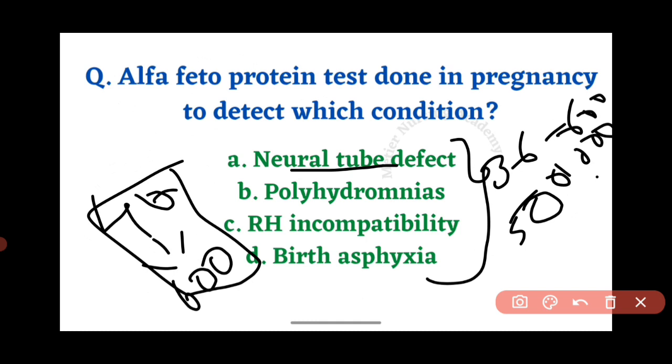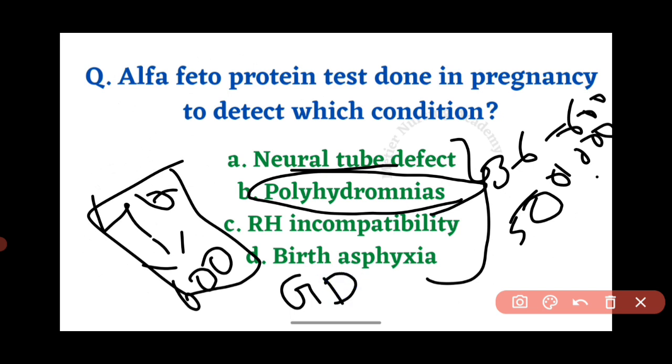But excess amount, that is more than 1000, some books say more than 1500, some books say more than 2000. Whatever it is, if you are seeing more than 1000 ml, that is called polyhydramnios. In which condition will we be seeing this polyhydramnios? For a mother who is having gestational diabetes mellitus. In gestational diabetes mellitus, the most common feature is polyhydramnios.